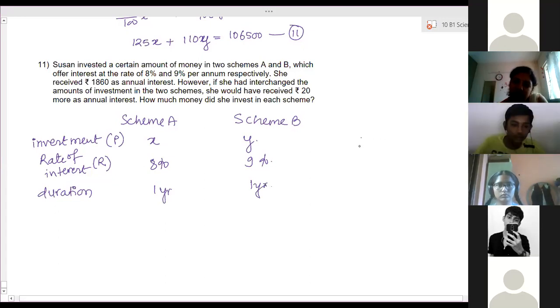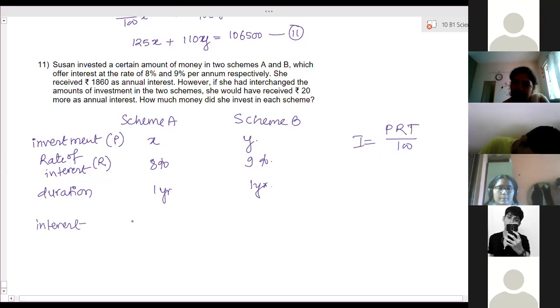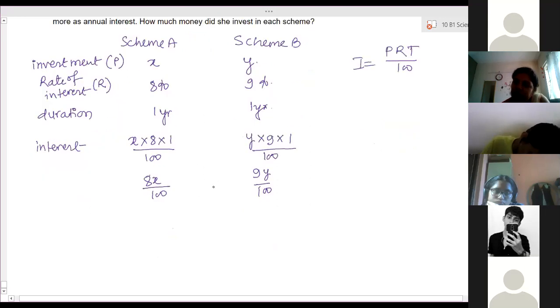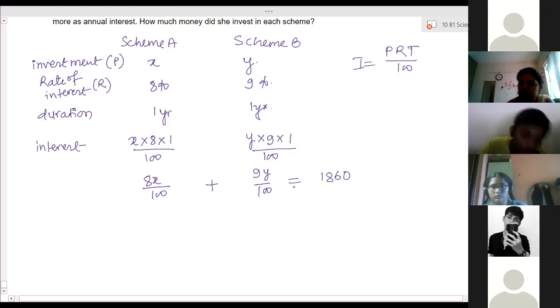So what is the interest formula? Interest is equal to PRT by 100. In one scheme, P is X, R is 8, time is 1, by 100, and in the second, principal is Y, rate is 9, time is 1, by 100. The interests from each scheme are 8x by 100 and 9y by 100, and the total interest, the addition of these two, is equal to 1860. Right?